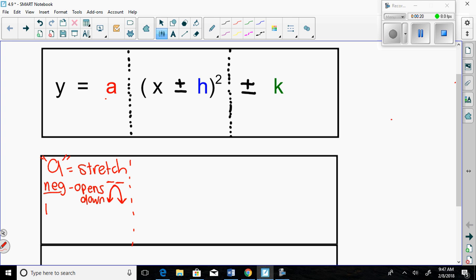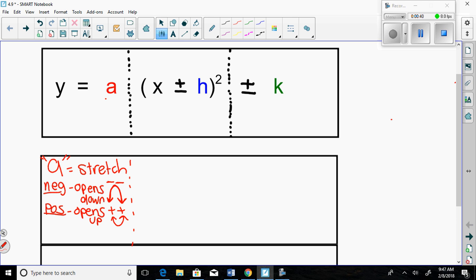If it's a positive number, any positive number, which way do you think it's going to open? Good. So here's my positive little Patricia right there. She's smiling. It's opening up. So that A, that number in front, tells me what's happening. Is it going up or down?